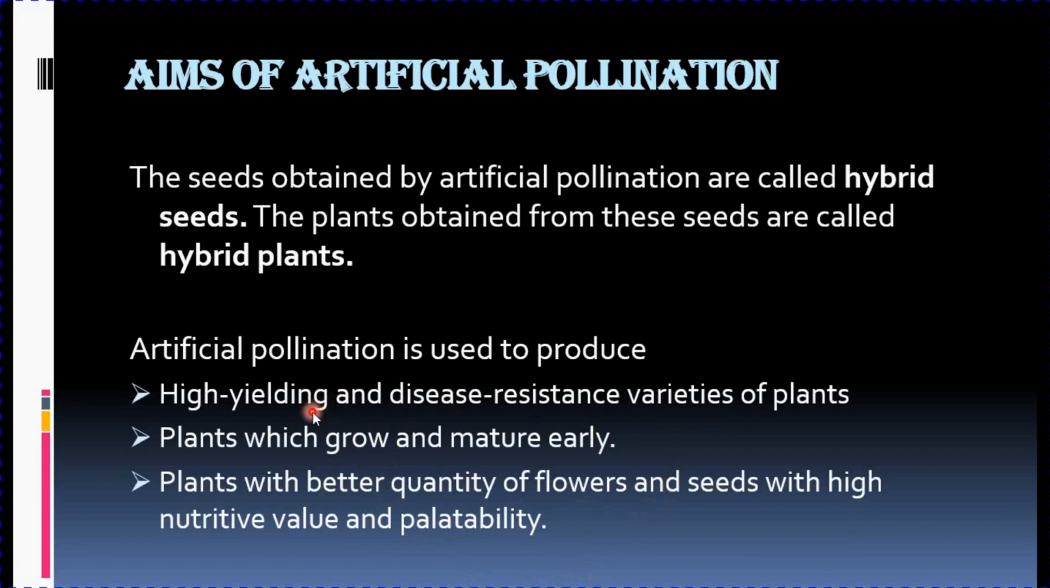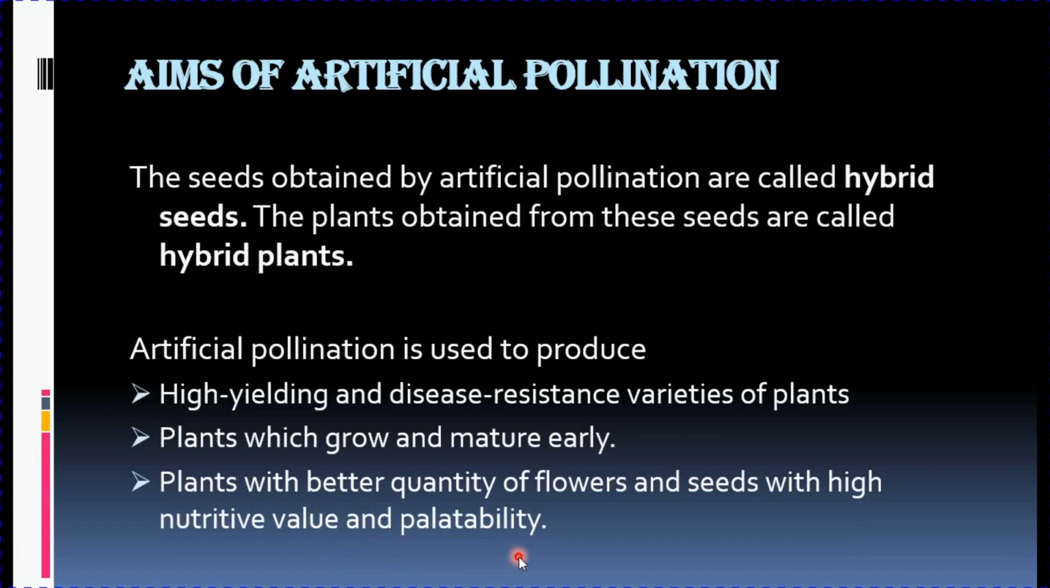Now high yielding is required to meet the increasing demand of the increasing population, disease resistance so that there is no wastage of the crops. Then through hybrid seeds, plants grow and mature early. Not only this, it also produces better quantity of flowers, meaning the plant will produce more flowers. More flowers means more seeds, and these seeds will have high nutritive value and taste, that is your palatability. So this is all about your artificial pollination.